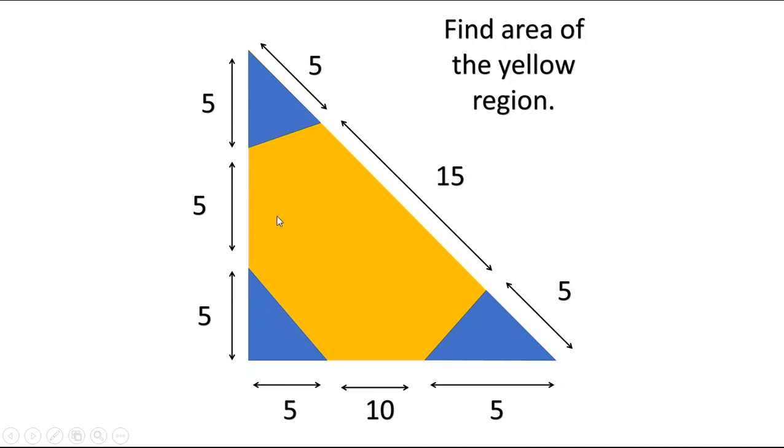So the basic formulation for doing this kind of question is that first we will find the area of this big triangle, and from there if we subtract the area of these three small triangles, then we can get the area of this yellow region. This is the basic principle. Let's see how we will do this.